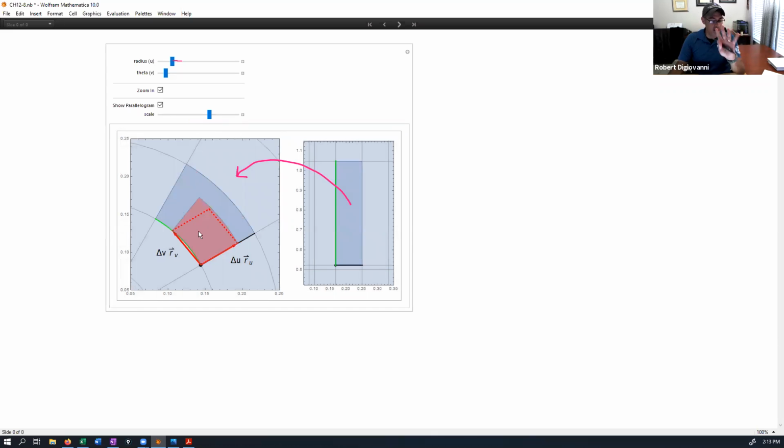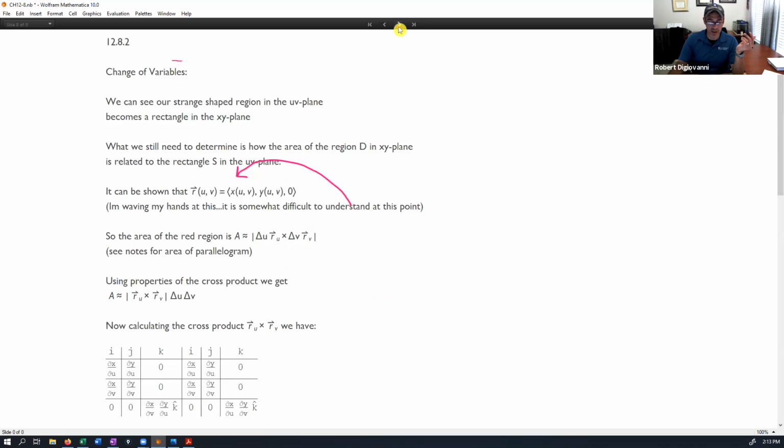So the next thing, and again, you're not going to be tested on this, it's just more of a visual connection that we're trying to make here. If I want to find the area of this, we know how to find the area of a parallelogram, don't we? If we're given two vectors. Okay, so that's what the next part's about.